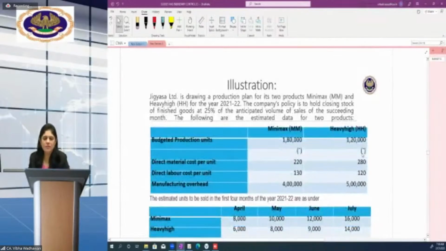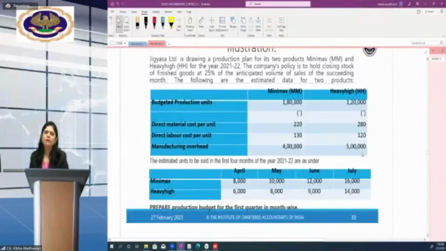Okay, so we have this illustration for you. Just kindly note the illustration, all of you.